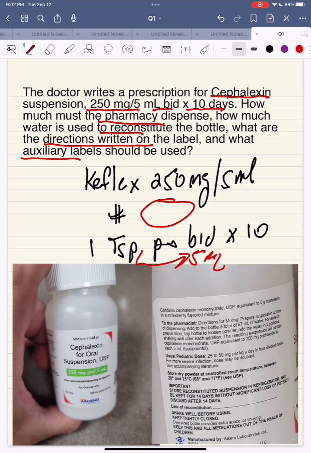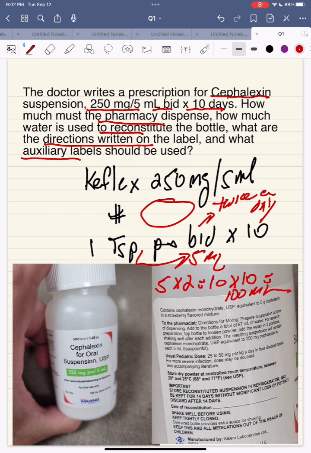BID is twice a day. B is the second letter of the alphabet, so think twice a day. So 5 times 2, because it's a teaspoon twice a day, is 10. And as you're taking it for 10 days, it's 100 ml. So you're dispensing a bottle that's 100 ml. These bottles come in different sizes depending on the directions. You'll see they usually come in 50, 75, 100, and it all depends on the medication.